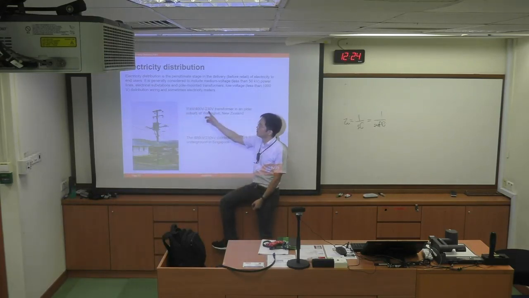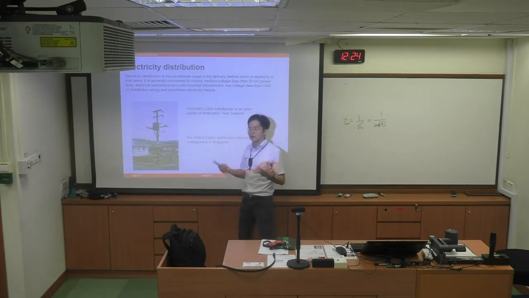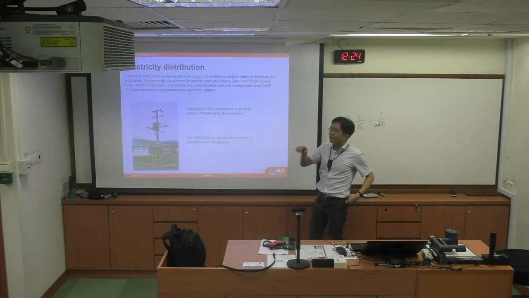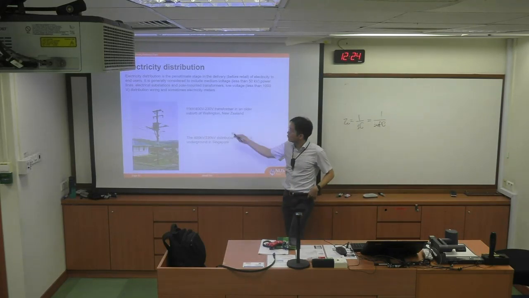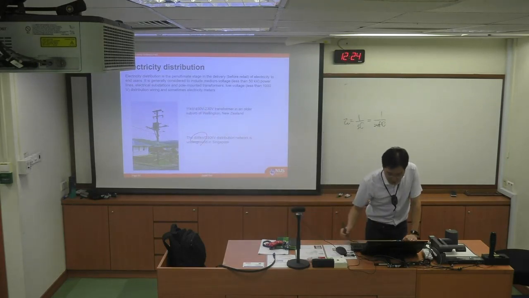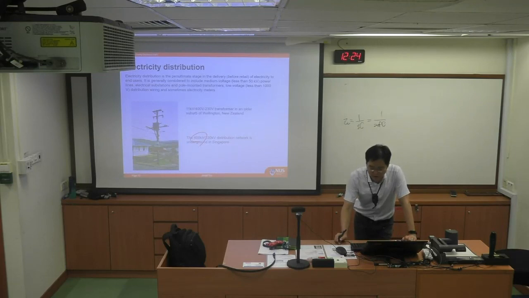transformers. So 230 volt will be single phase that you see in the wall mount. 400 will be three phase for higher power appliances in factories or even for labs where there's high power equipment. We use three phase 400 volt, even in Singapore. And 400 kilovolt and 300 kilovolt distribution network is underground in Singapore, so you don't have to worry about high voltage.